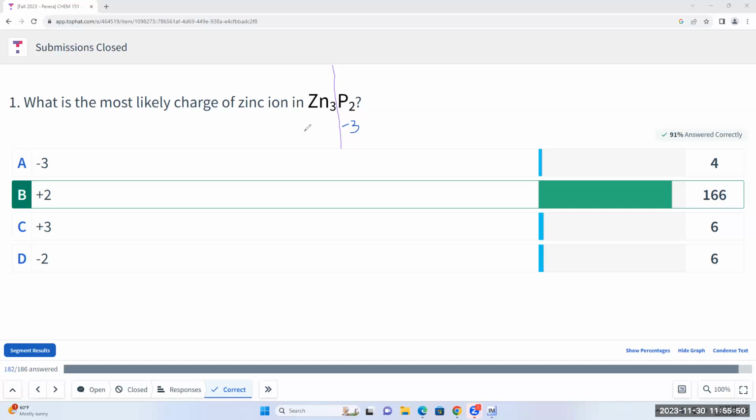But you have 2 of them. 2 times -3 is -6. So the anion side has a charge of -6. Therefore, the cation side should have a charge of +6 for it to be a neutral ionic compound. Because you have 3 cations, this +6 must be divided by 3 to get the charge of 1 cation, and +6 divided by 3 is +2, and that's how we determine +2 as our answer.